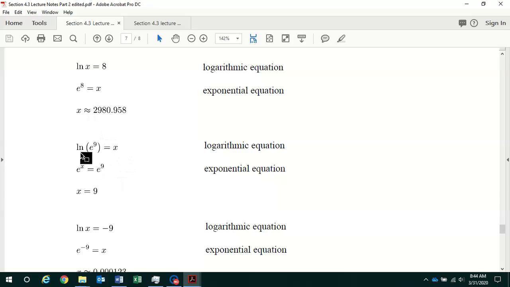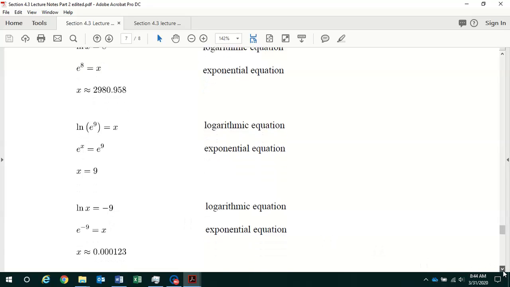In the next example, you have to find the natural log of e to the 9th is equal to x. So remember, natural log is log base e. So converting to an exponential equation, we have e to the x is equal to e to the 9th. So we have two exponentials. The bases are the same, the exponents must be the same, and so we have x is equal to 9.